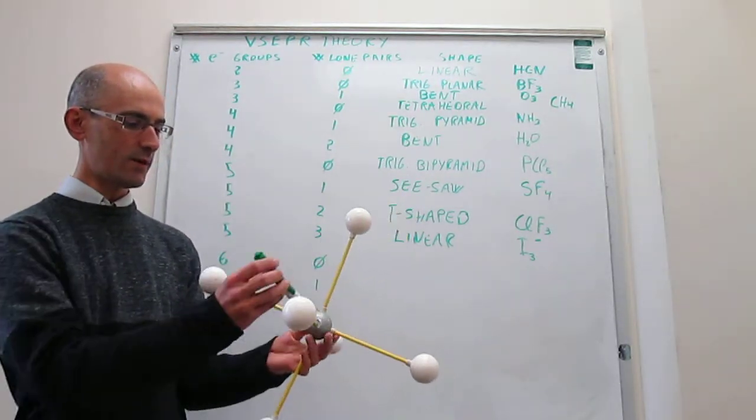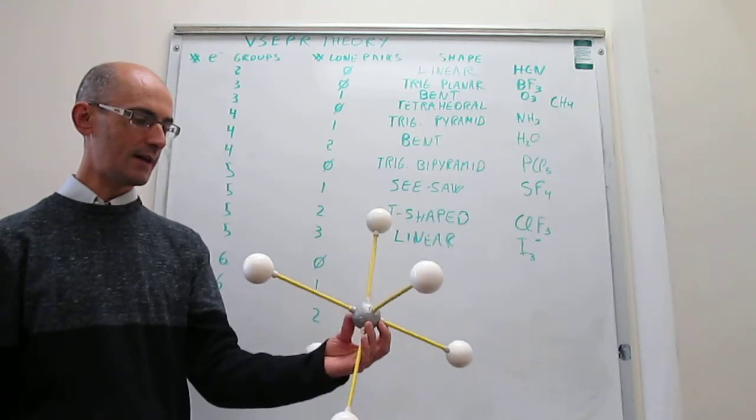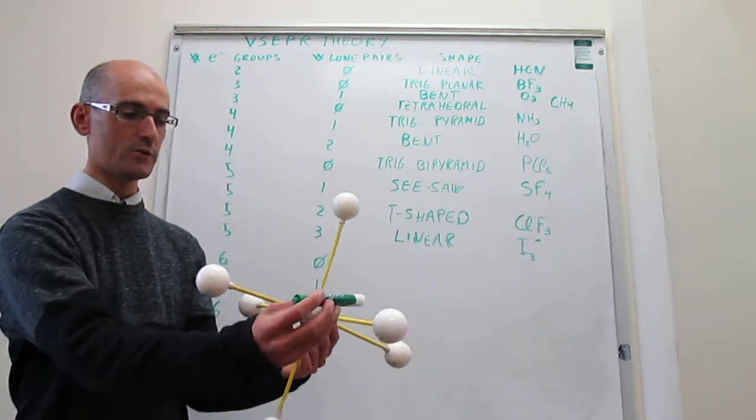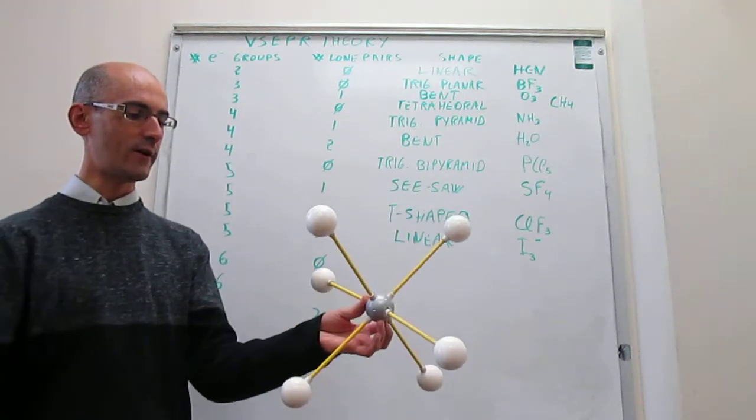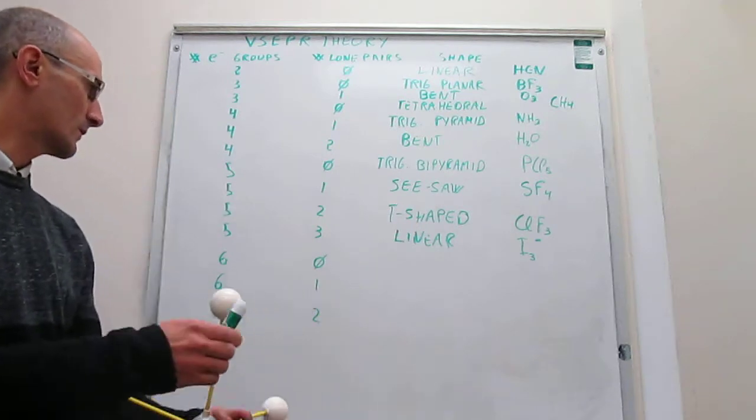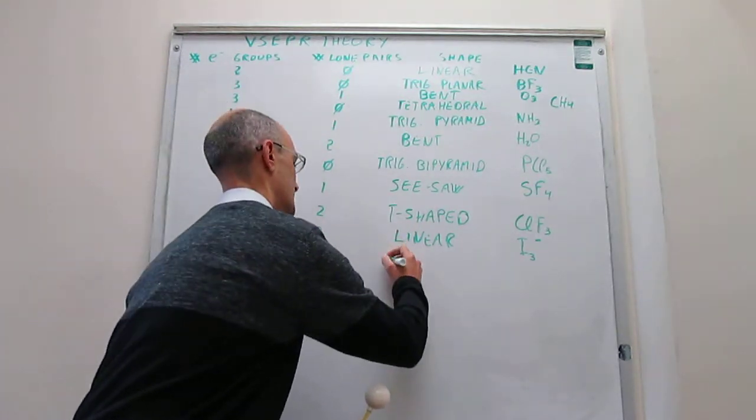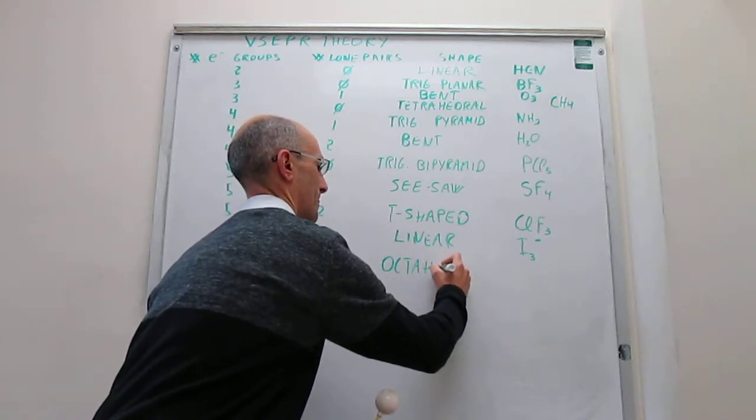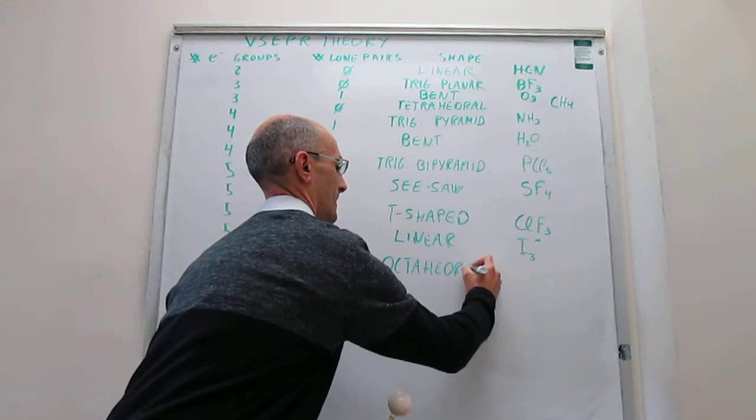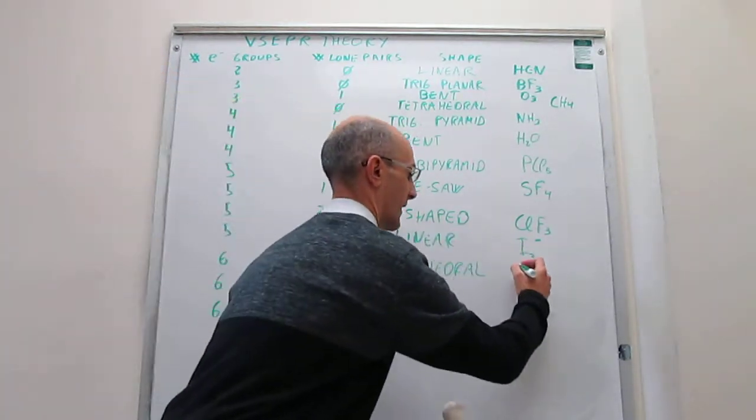This is a central atom that has 6 electron groups, and if those 6 electron groups happen to be atoms or bonds to atoms, then we know that the shape of that molecule around that central atom will be octahedral. So that is the original shape, no lone pairs. This is what we call an octahedron. And the archetypal octahedral molecule will be sulfur hexafluoride.